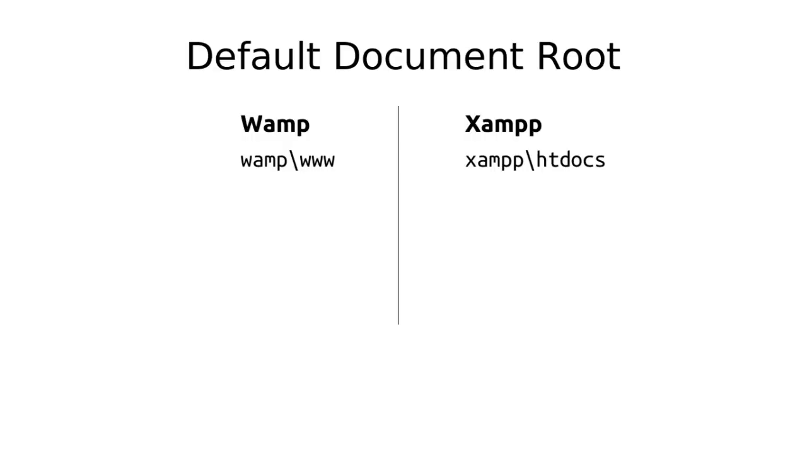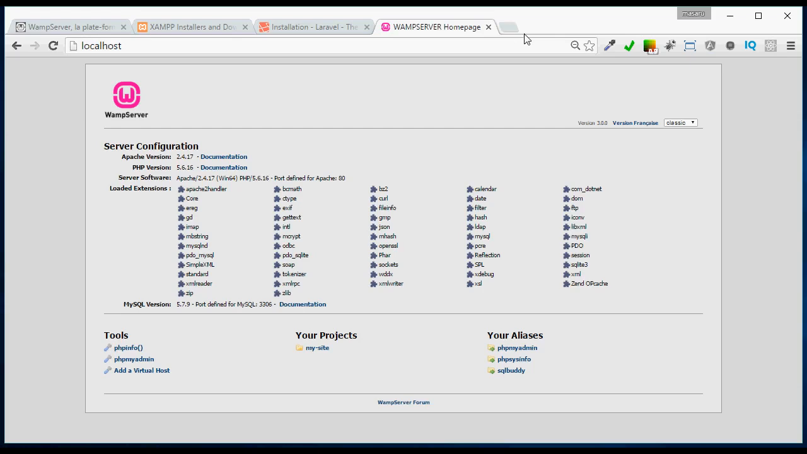The difference between XAMPP and WAMP is the default document root location where we put our web apps. In WAMP, we can put our web app in www. But if we install XAMPP, we have to put our web apps in the XAMPP htdocs folder. So now we have the development environment installed, the next thing we have to do is install Composer, and I'll show you in the next lesson.